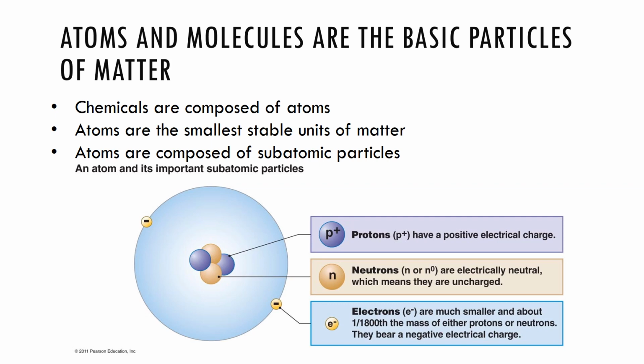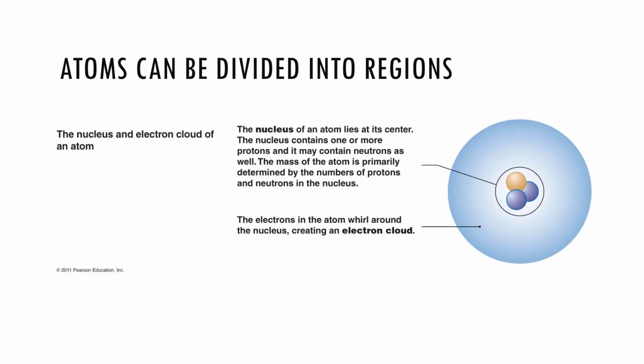have a negative charge. And you can see some examples here showing how the atom can be divided into the various regions. You can see the protons and neutrons in the nucleus, and the electrons, which orbit around the nucleus in spheres, or sometimes referred to as an electron cloud.